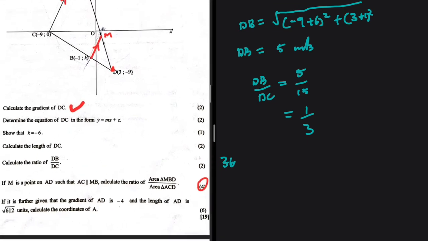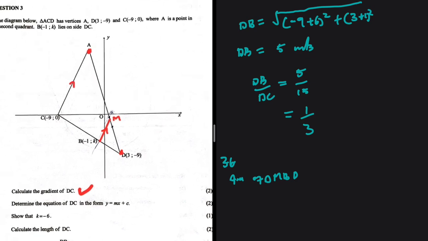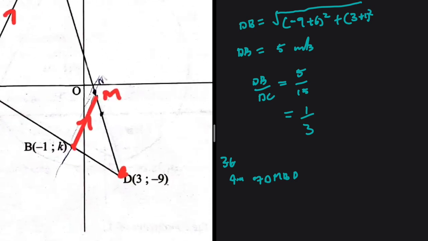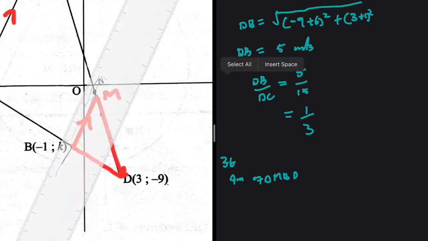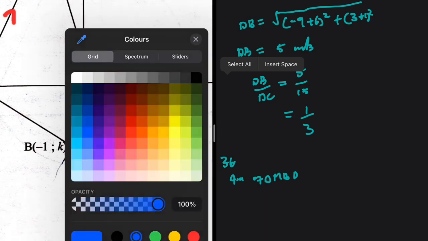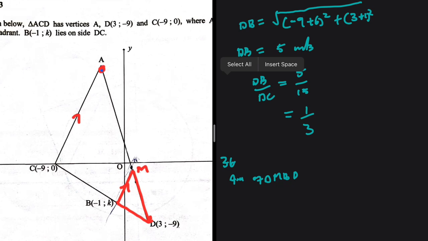But I want the area of this triangle, MBD. So the area of triangle MBD. Let's take a look at triangle MBD. Let's just highlight triangle MBD, right? It's the smaller one. This is MBD. Let me change the color and take a look at the other triangle. The other triangle that we're interested in is triangle ACD.